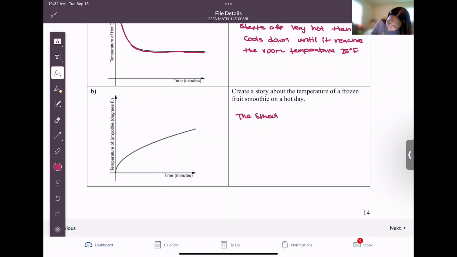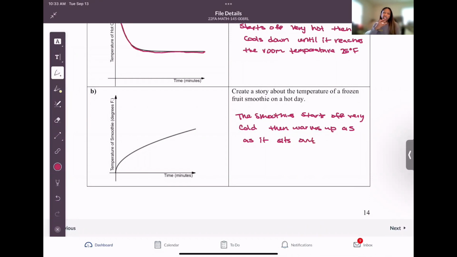The smoothie starts off very cold, and then warms up. As time goes on, I'll just say it warms up as it sits out. We're not given the exact temperature of the day, so we can't say exactly what it warms up to, but we'll know it'll get warmer.